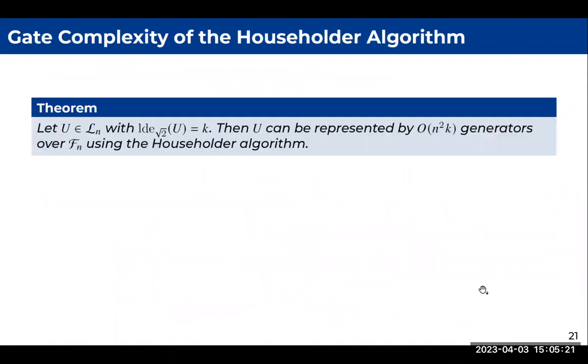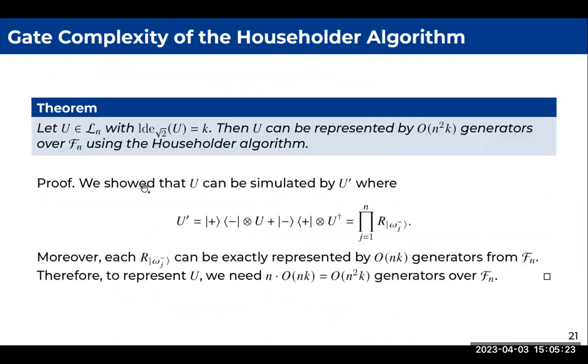Based upon this construction, we can show that using the Householder decomposition, we can exactly synthesize this unitary element in L_n using O(n²k) elements, because U prime is composed of n reflection operators, and every reflection operator takes O(nk) generators to synthesize. So n of them will take O(n²k), right? And basically this completes the proof. Do we have any questions?